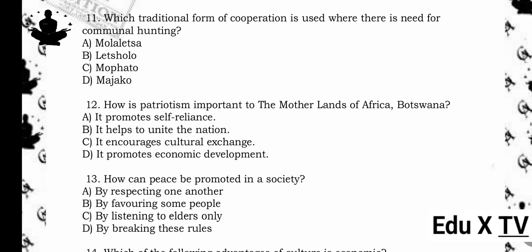11. Which traditional form of cooperation is used where there is need for communal hunting? A. Molaletsa. B. Letsholo. C. Mafisa. D. Majako. The answer is B.